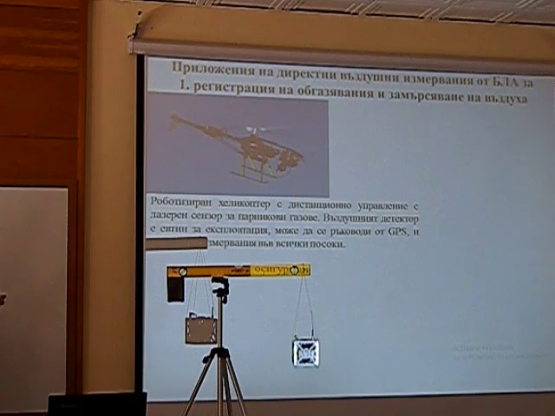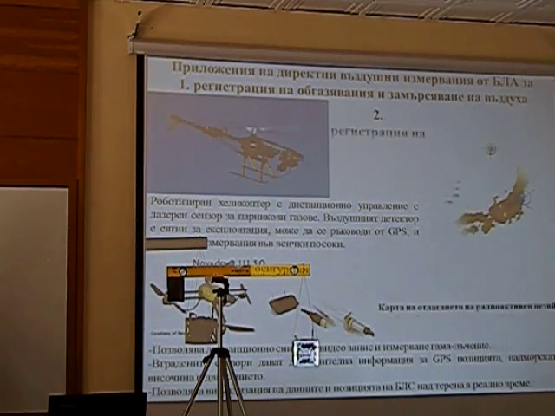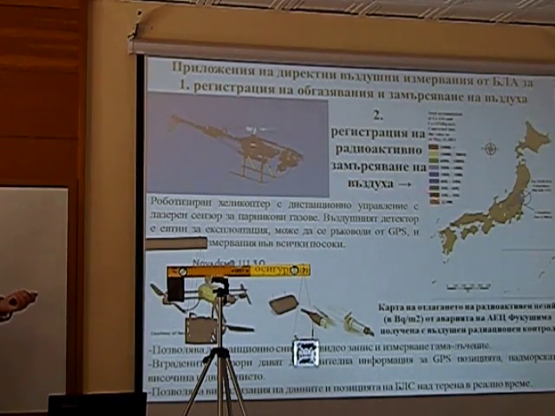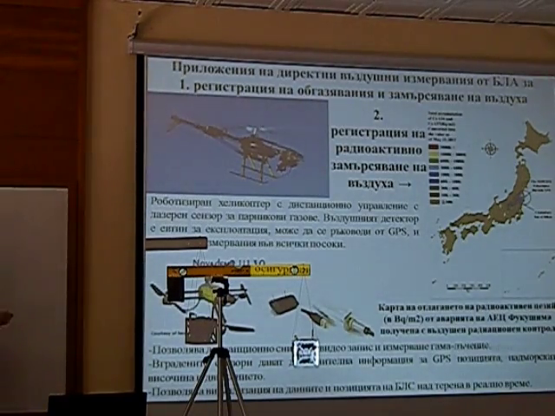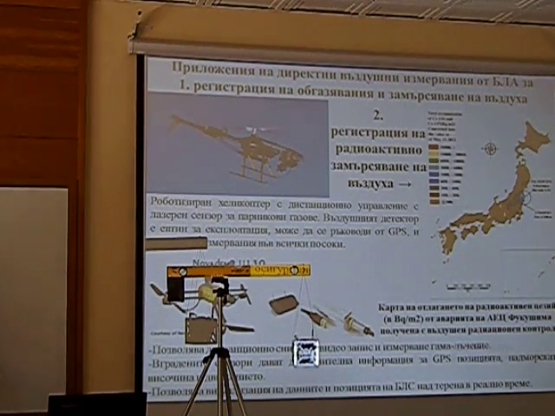And now this kind of copters are used for measurement of chemical pollutions, and also nuclear pollutions. And this is a map of pollution of Japan due to the nuclear accident which happened there. And this map is made completely by aerial measurements from UAVs.